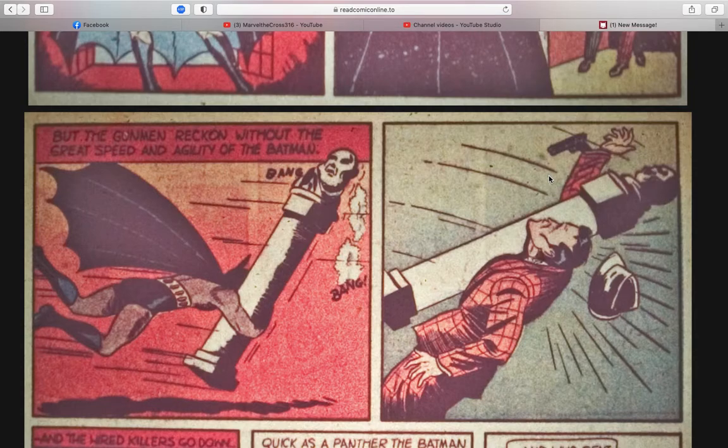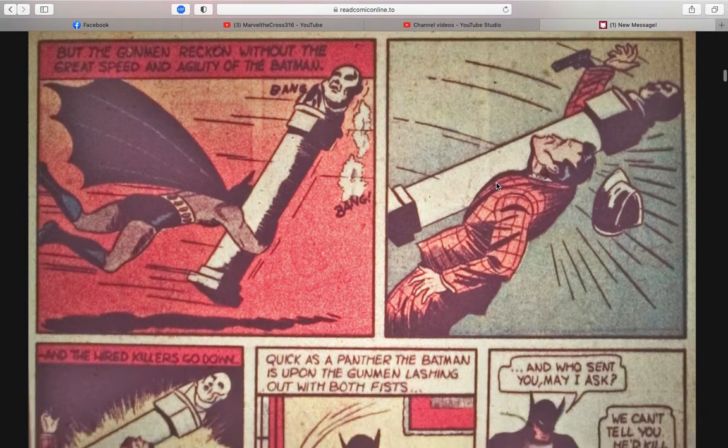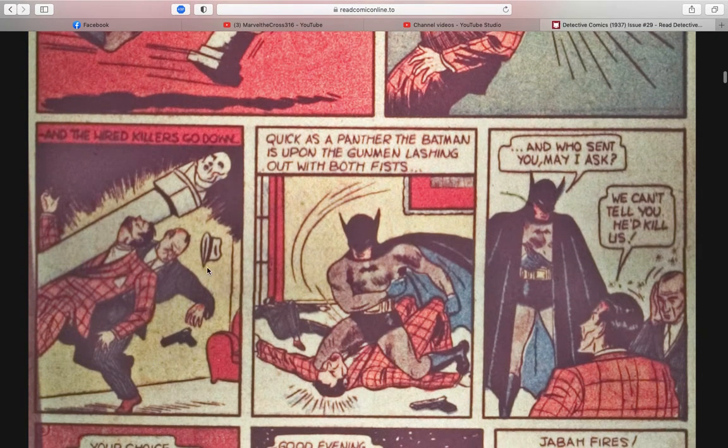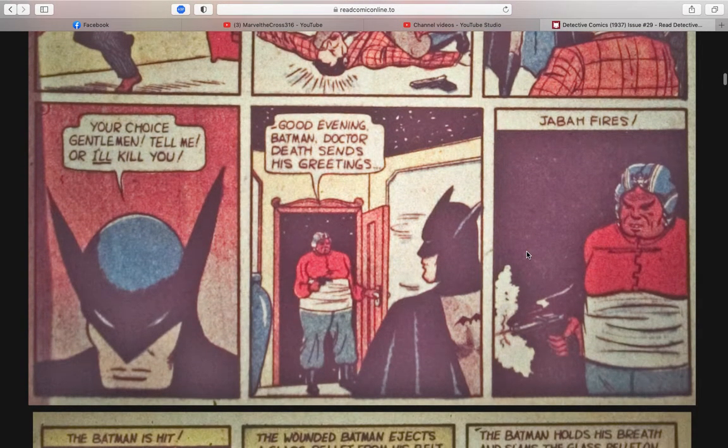But Batman dodges the gunfire. He then knocks over this statue here, causes this one guy to fall over, and he basically tumbles on this other guy. Batman then takes them down easily here, and he's like, "Who are you working for?" And he said, "We can't tell you. He'd kill us." And so he said, "You better tell me or I'll kill you." So Batman even says, basically threatening these guys here.